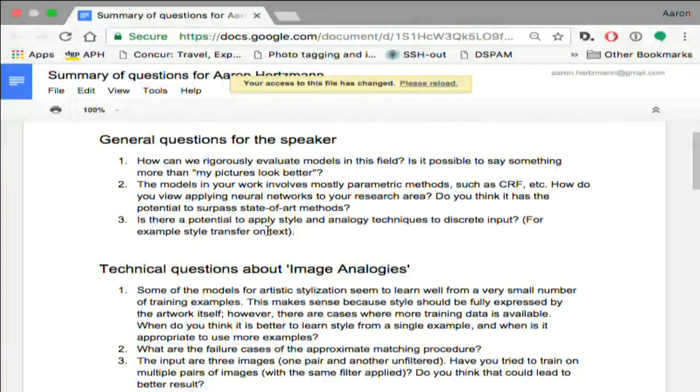Also, do you think there's potential to apply the style analogy to discrete inputs such as text? Yes, I think, to some extent, that's very similar to machine translation, where people line up an RNN from an input text in English to an output text in French, or vice versa. Beyond that, I don't know a lot about language processing, so I don't know how people talk about style in the context of language processing, but it certainly seems like an interesting question.